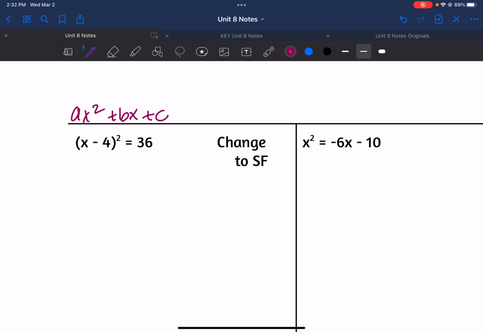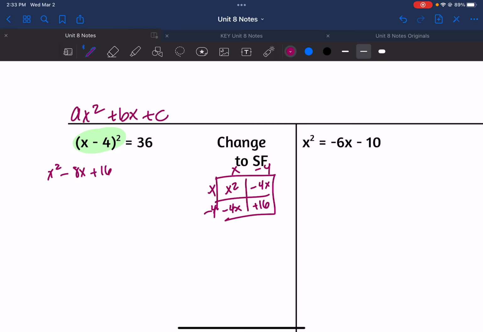We know that this right here is a perfect square trinomial, so I can multiply that out. So go ahead and do the box method real quick. Bam, bam. So we have x minus 4, oops. All right, so this is x squared minus 4x positive 16. All right, cool. So now I have x squared minus 8x plus 16 equals 36. It's still not in standard form, right? Because we need all my terms on one side of my equation. So this one right here, this 36, we need to cancel it out and bring it to the other side.